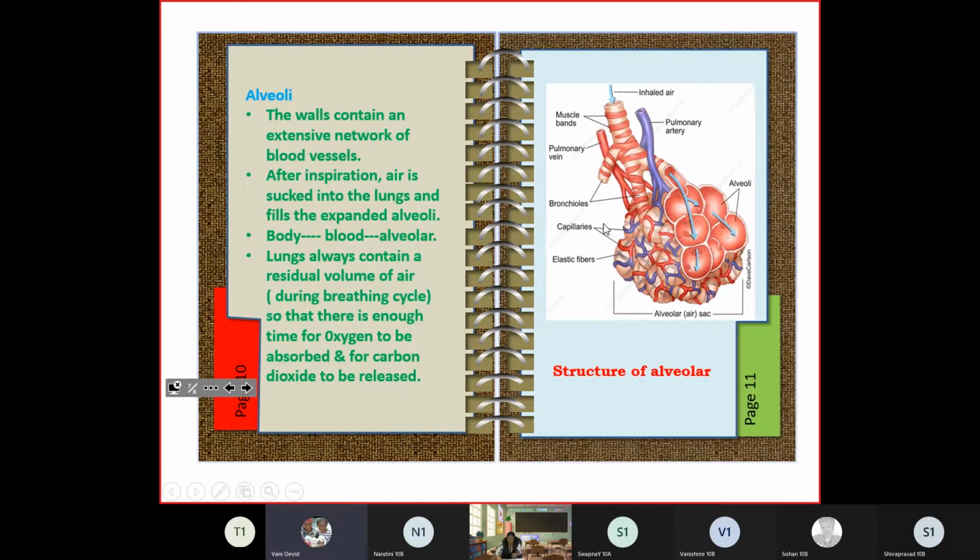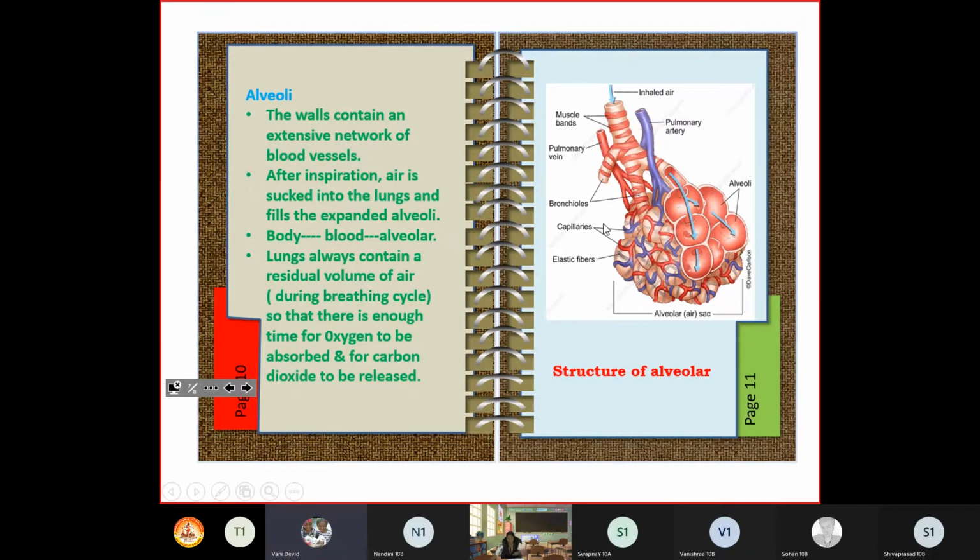From the alveoli you can see the oxygen gets transported into the blood, and the oxygen goes to the different parts of the body. And from the blood, carbon dioxide comes out of the body. So this is the process that takes place in the human body.